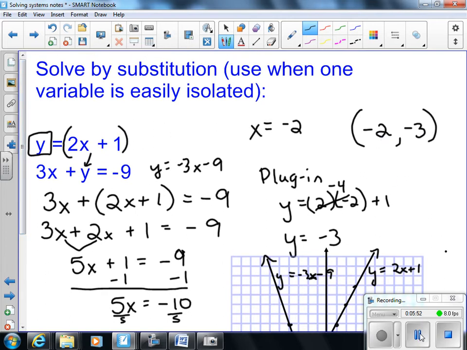Okay, let's review then. What are the steps if you're going to use substitution? Isolate one of the variables. It doesn't necessarily have to be the y. It could be the x. If one's already isolated for you, I go with that one. Then you're going to substitute in an amount for that isolated variable in the other equation. Solve for that variable, and then plug it in to find the coordinates for the opposite variable.